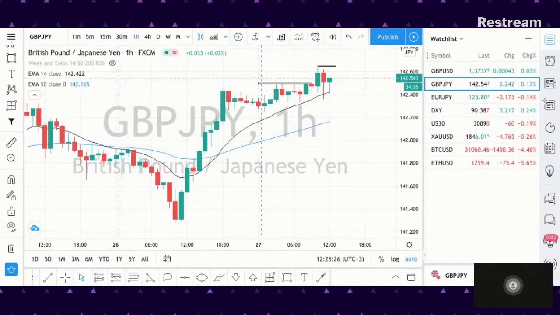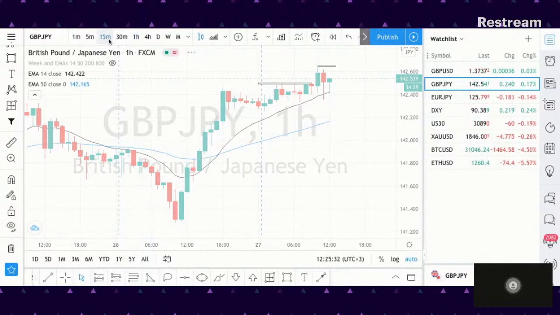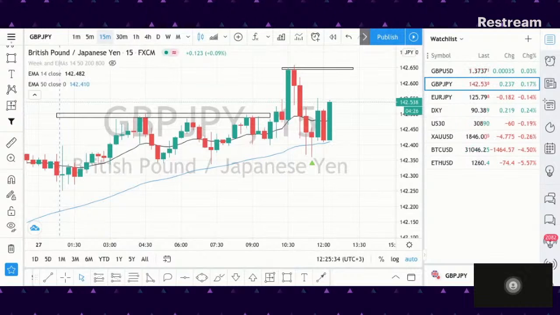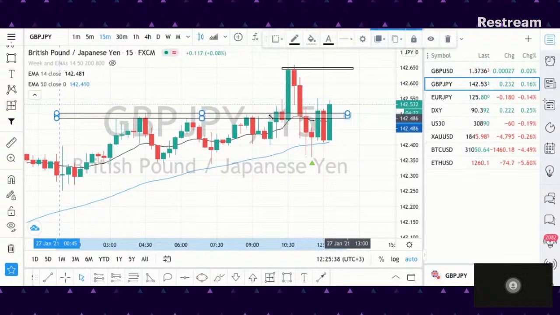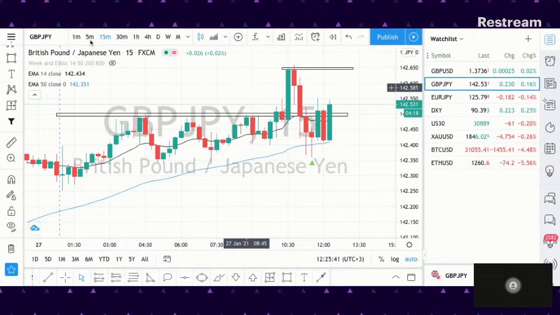Therefore, let's have a look at this trade. Here it is. This is how it looks in 1 hour. Let's look at 15 minutes. This is how it looks in 15 minutes. It has broken the high of the Asian session.